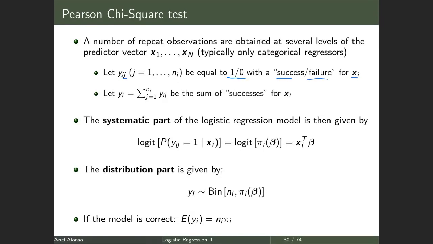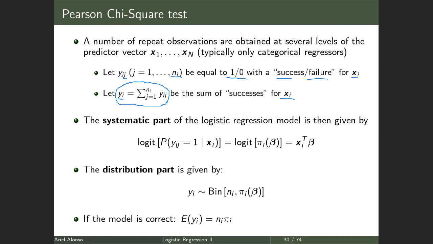And now what we are going to do is construct the sum of all these individuals in treatment i. So Yi is the number of successes in treatment i. You have ni subjects in that treatment, and now you want to know how many of these subjects in treatment i succeeded. And this is your new variable Yi. And now you are in the binomial setting. So you have to construct your model.